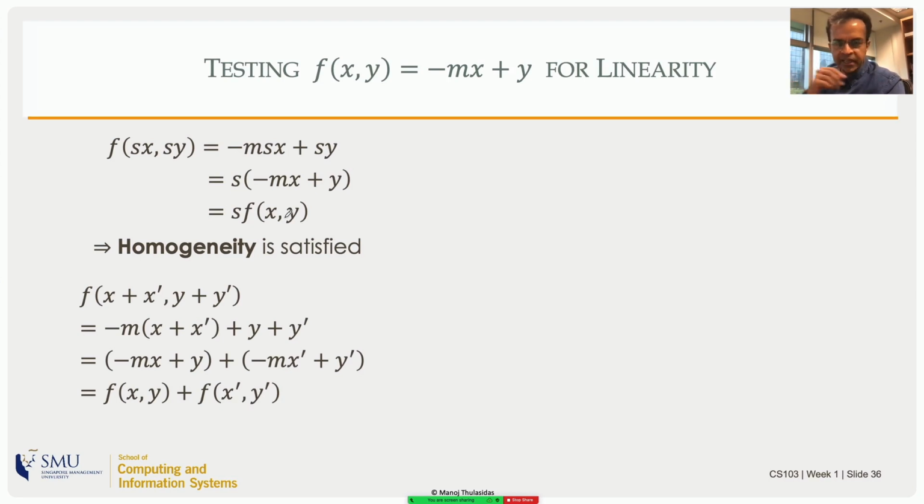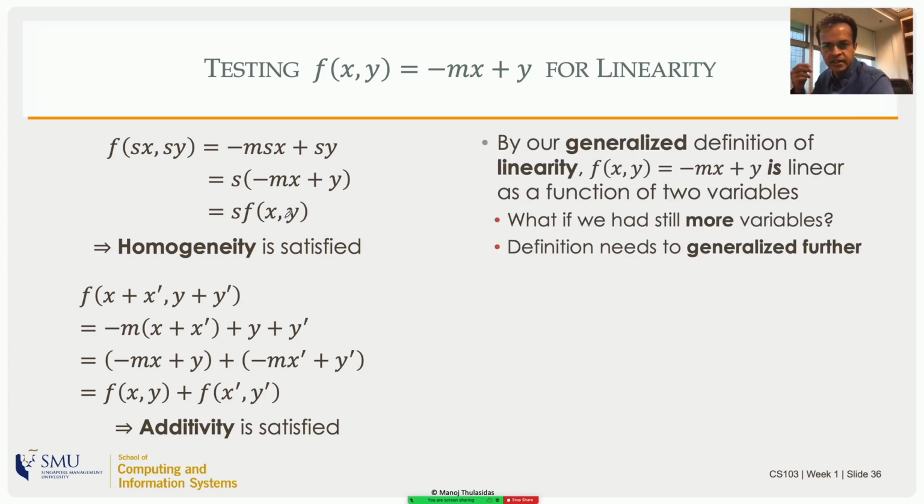Let's move on to the additivity condition. So this was our additivity condition. We have the summation of x and x prime, y and y prime at the same time, and then you can decompose it. You do a little bit of kindergarten algebra, and then you get f of (x plus x prime, y plus y prime) is equal to f of (x, y) plus f of (x prime, y prime). So additivity condition also is satisfied. Our generalized version of linearity conditions are satisfied by this minus mx plus y. So it is actually a linear expression in two variables, not as one variable. Okay, so by the generalized conditions of linearity, f of (x, y) equal to minus mx plus y is a linear function of two variables.